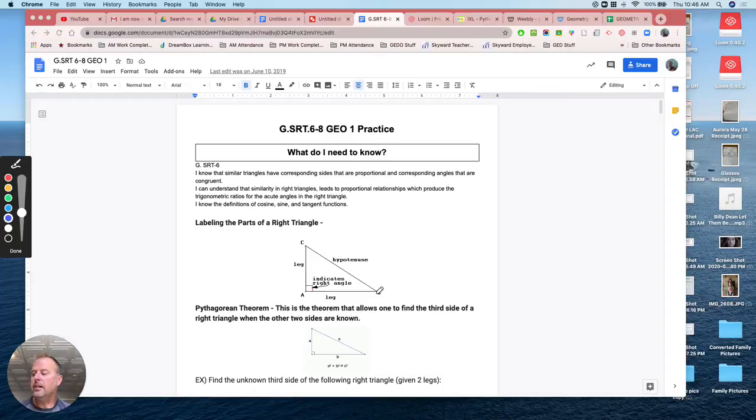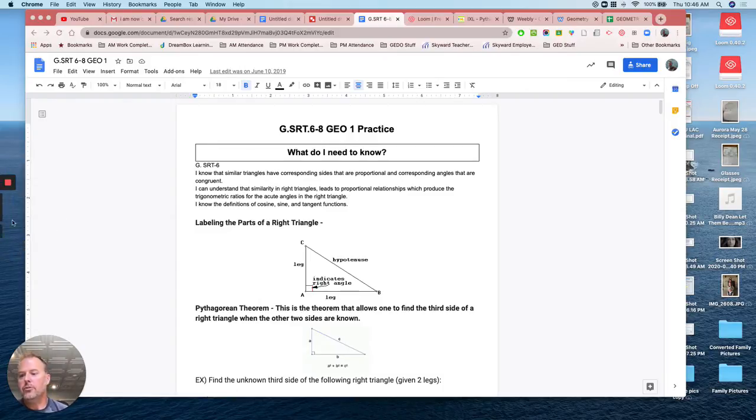So a squared plus b squared equals c squared is where that Pythagorean theorem comes from. The square formed from this leg plus the square formed from this leg is equal to the square formed from the hypotenuse. So that's really what the Pythagorean theorem is. It allows you to find a third side if you know two of the sides. If I know a leg and a hypotenuse, I should be able to find the other leg. If I know both legs, I should be able to find the hypotenuse.